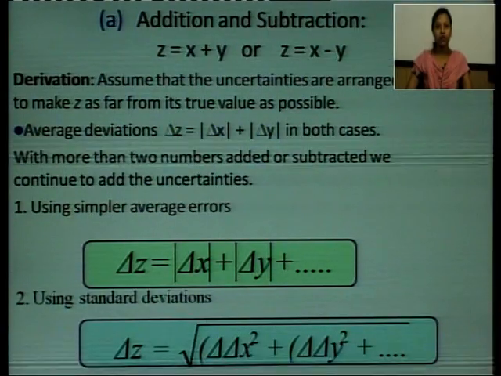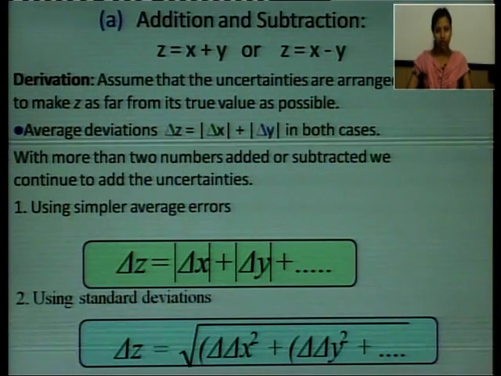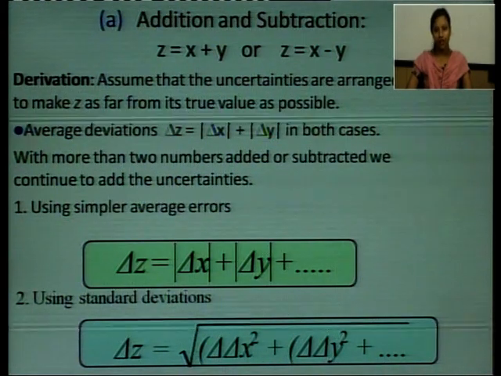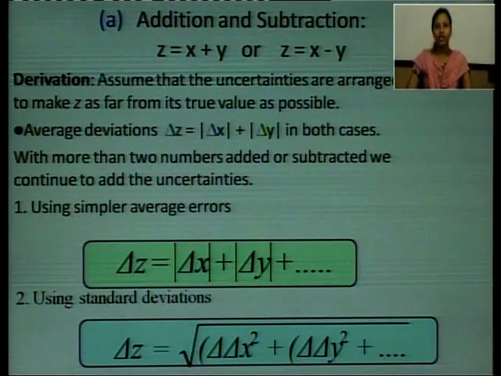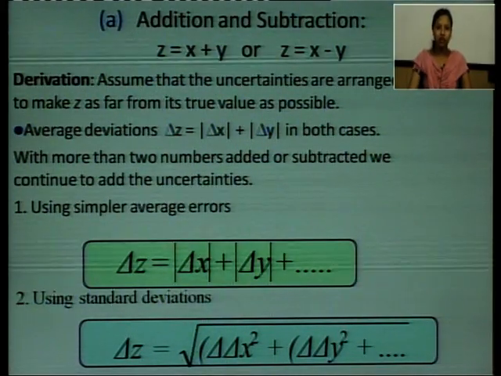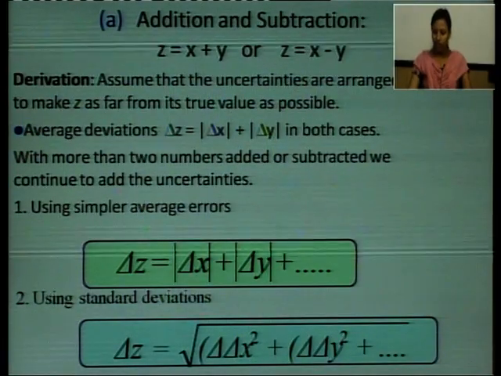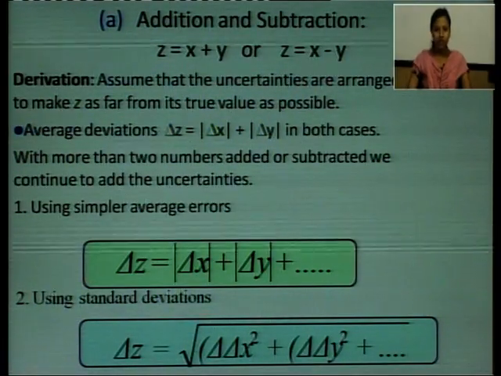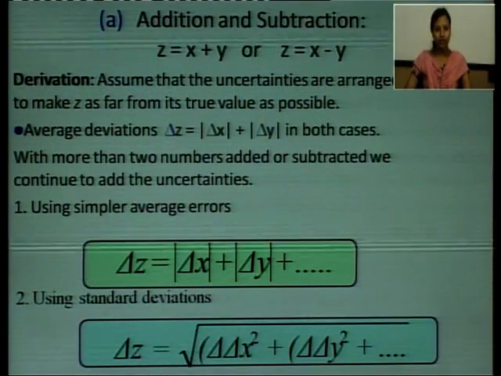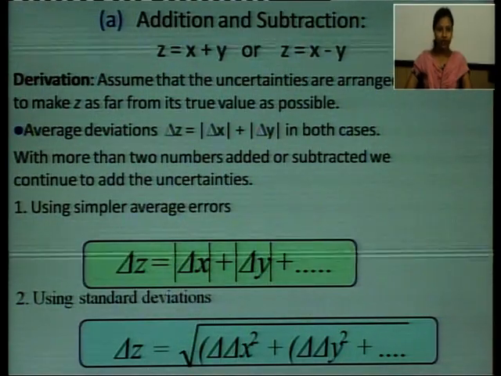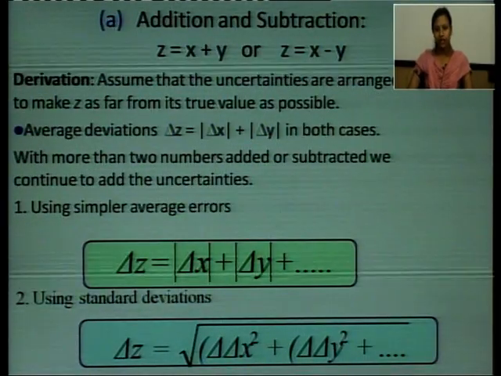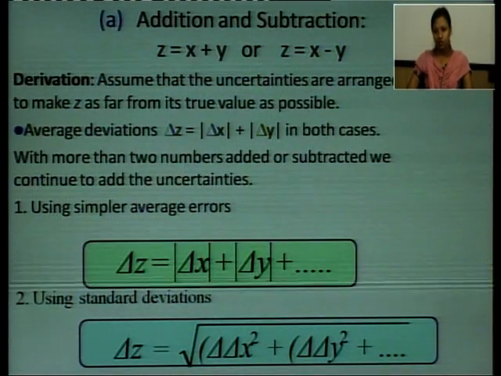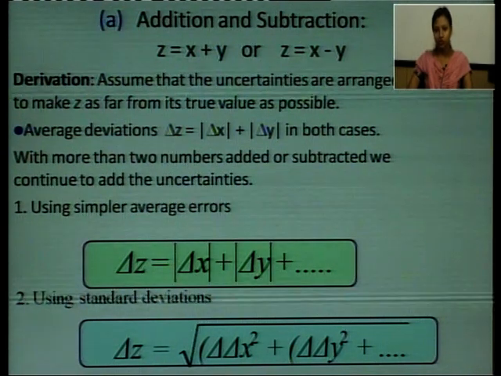Next, we can easily calculate the error involved if we are adding or subtracting two quantities. If we are adding or subtracting two physical quantities and taking the average error, then delta z is equal to delta x plus delta y plus delta z and so on. But if we are taking the standard deviation, then delta z is equal to the square root of delta x squared plus delta y squared and so on.